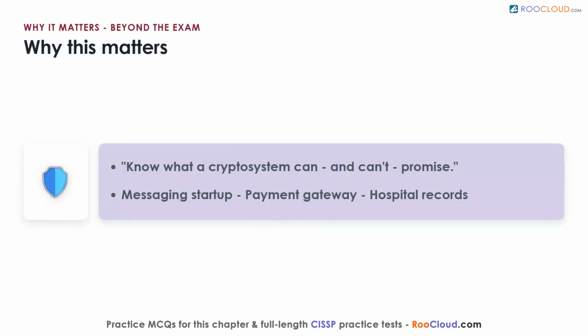Why does this matter beyond the exam? Because you will make cryptographic choices in almost every design you touch. Picture a messaging startup, a payment gateway, and a hospital records system. Each one leans on encryption to survive a hostile network. When you know what a crypto system can and cannot promise, you pick the right tool. When you do not, you ship a false sense of safety.